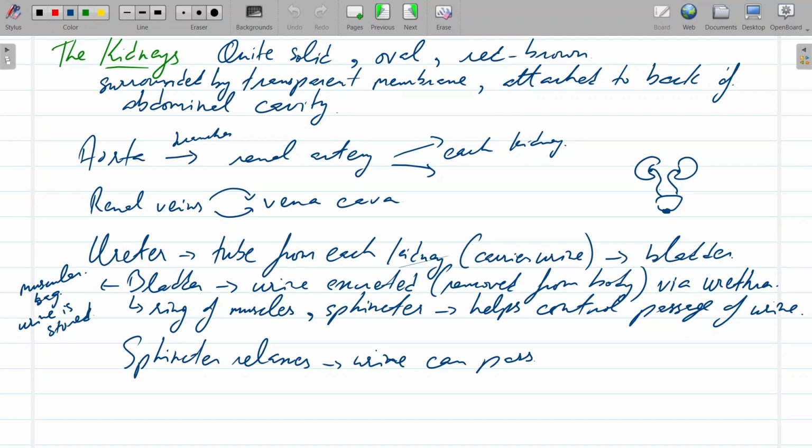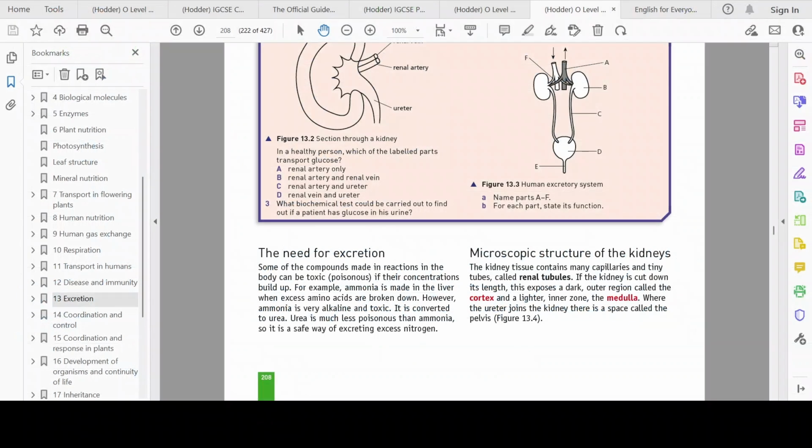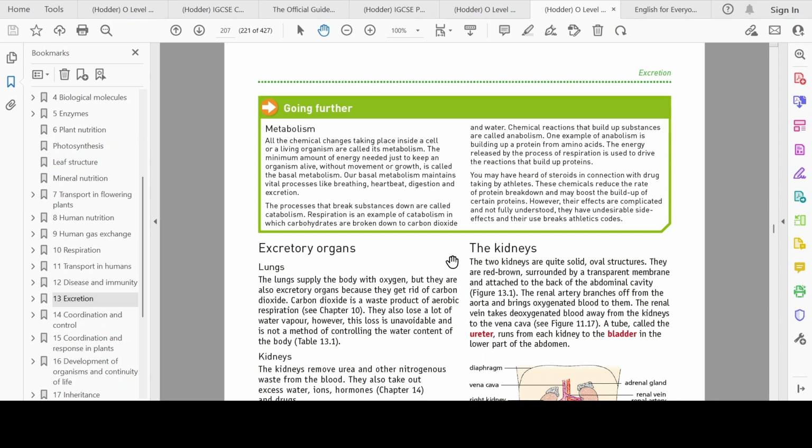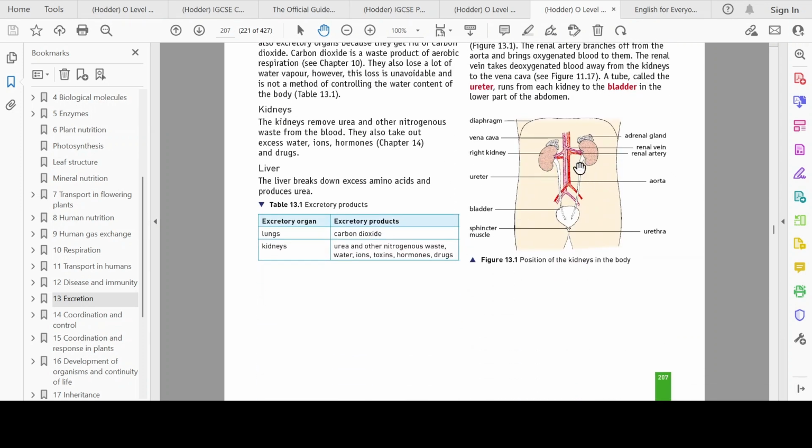So if I just show you the illustration from the book of where they are located exactly. Those are the kidneys, on either side.